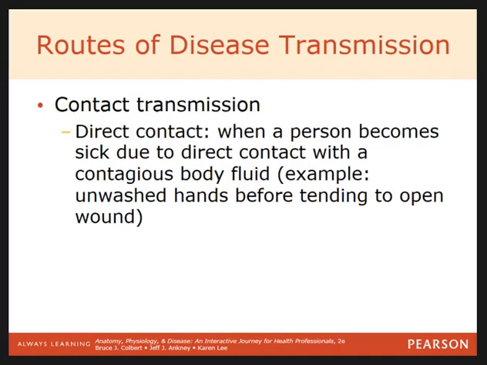Contact transmission is through direct contact or indirect contact. So direct contact is when a person gets sick because they came into contact with somebody's body fluids. So unwashed hands, and then touching an open wound. It could be somebody coughing directly on someone. That's why we want to cover our mouths.